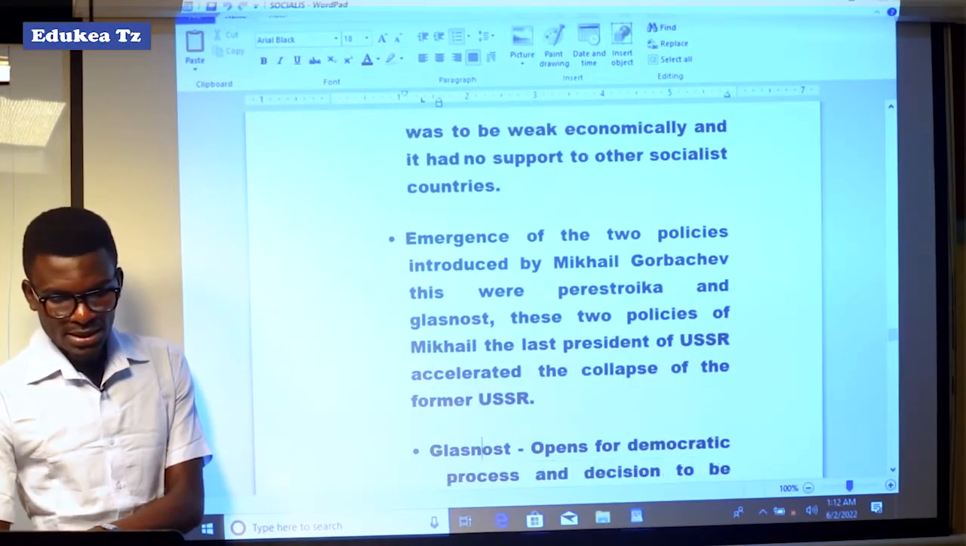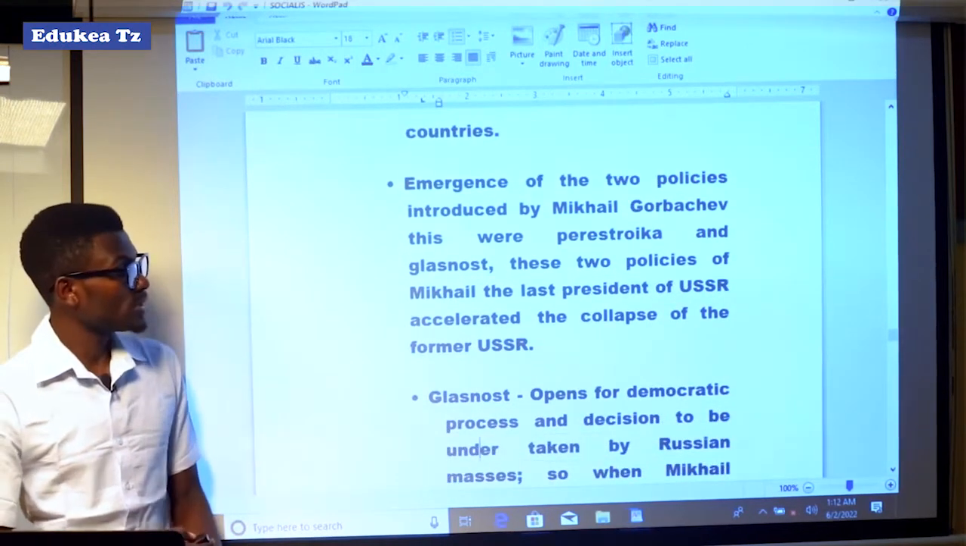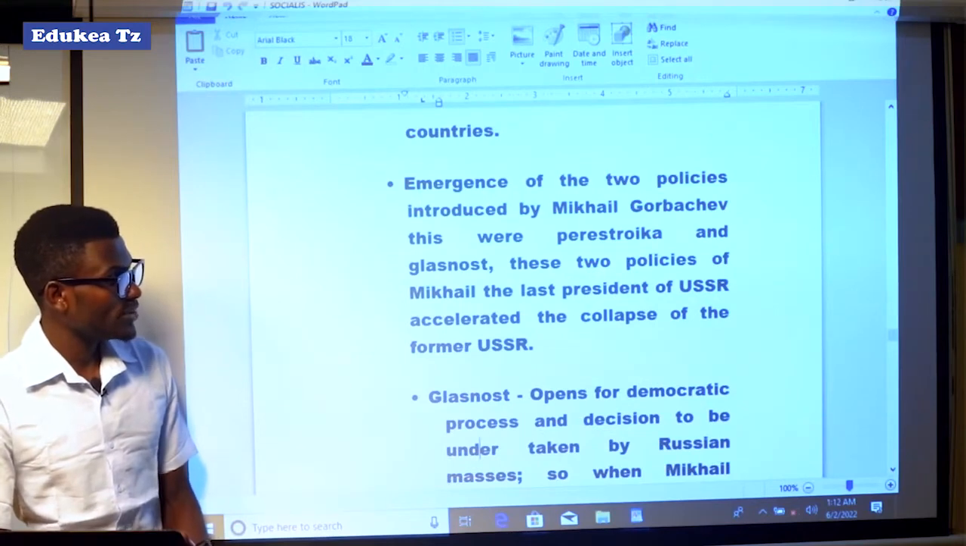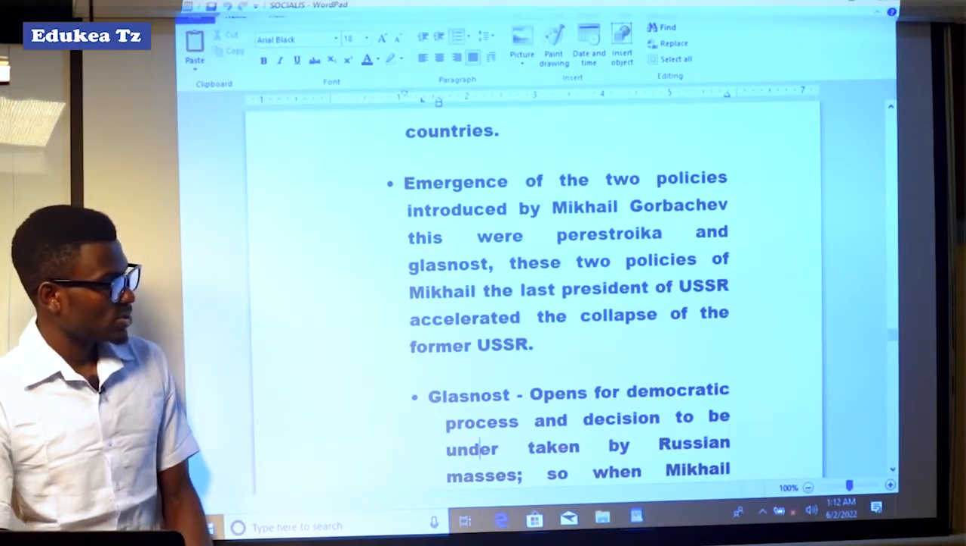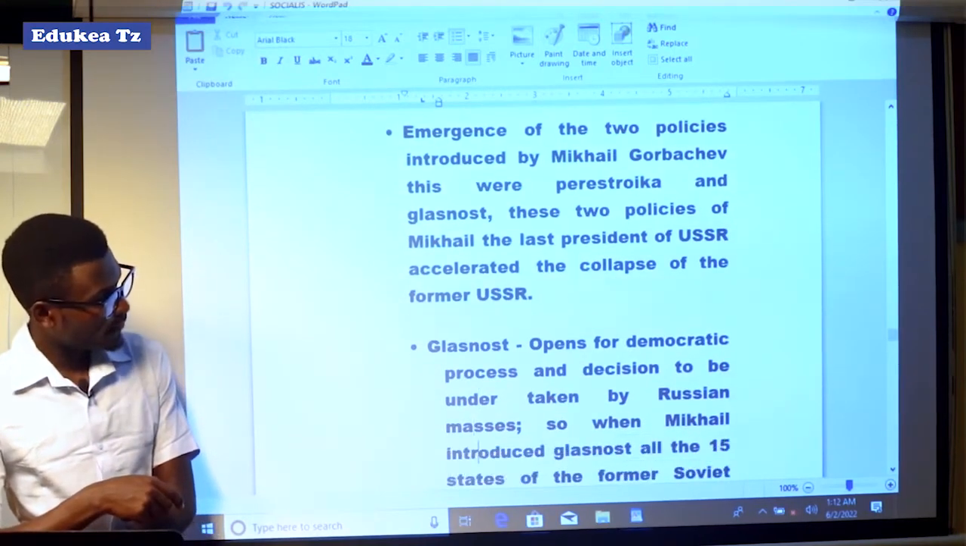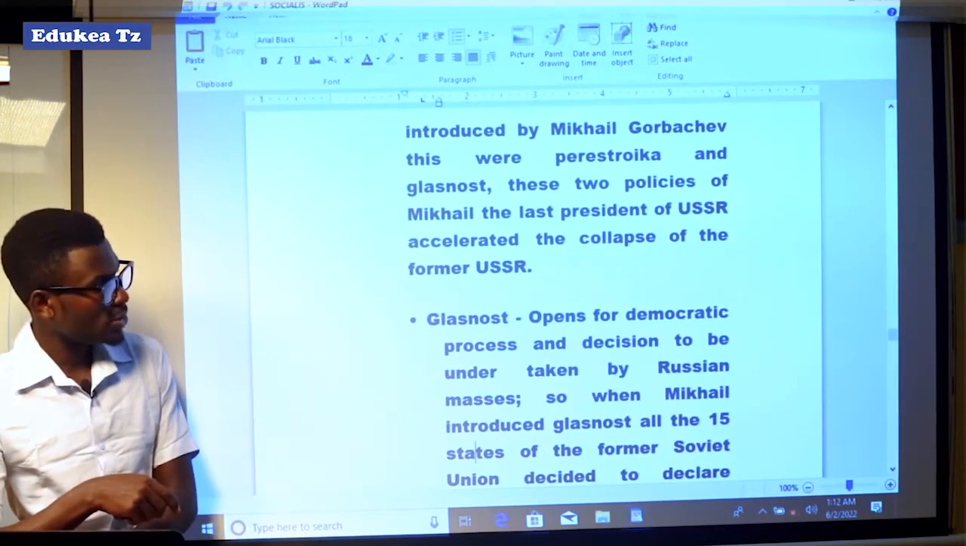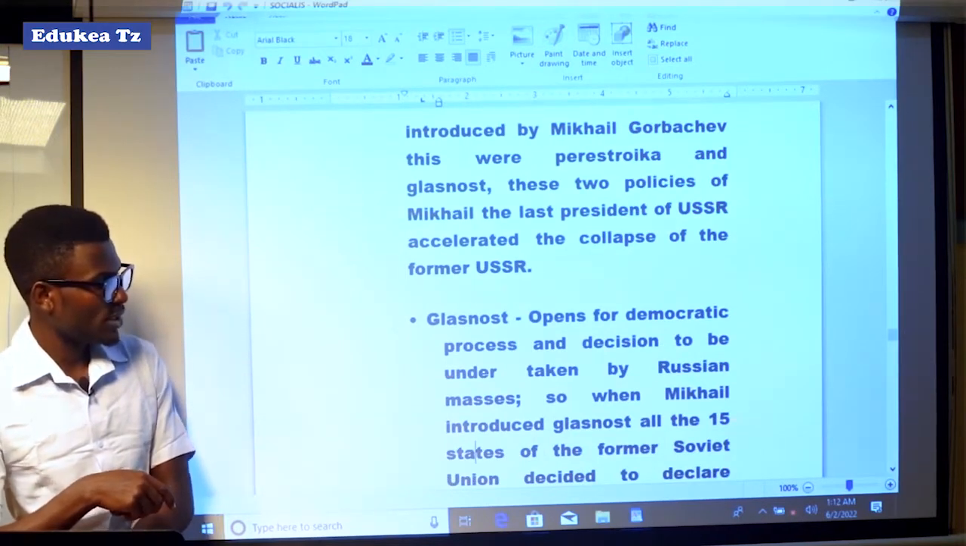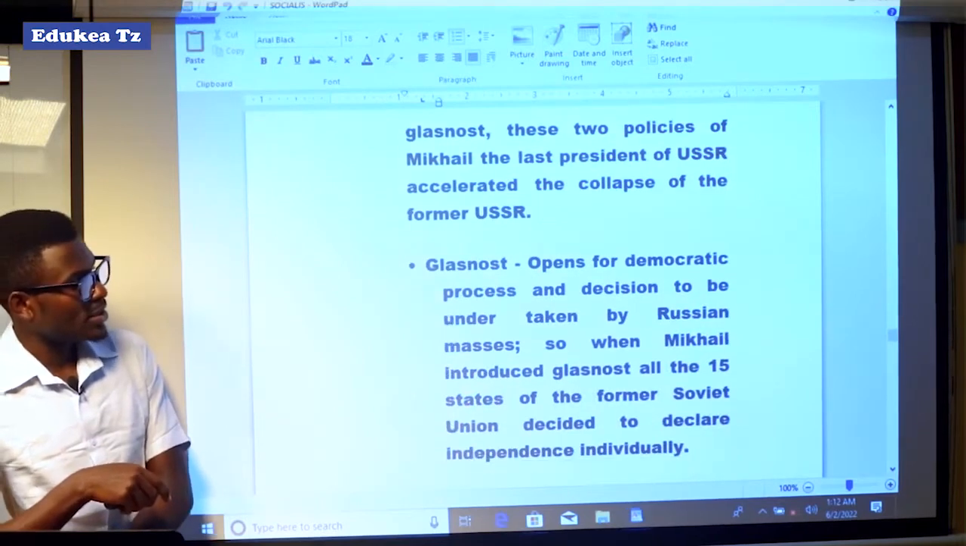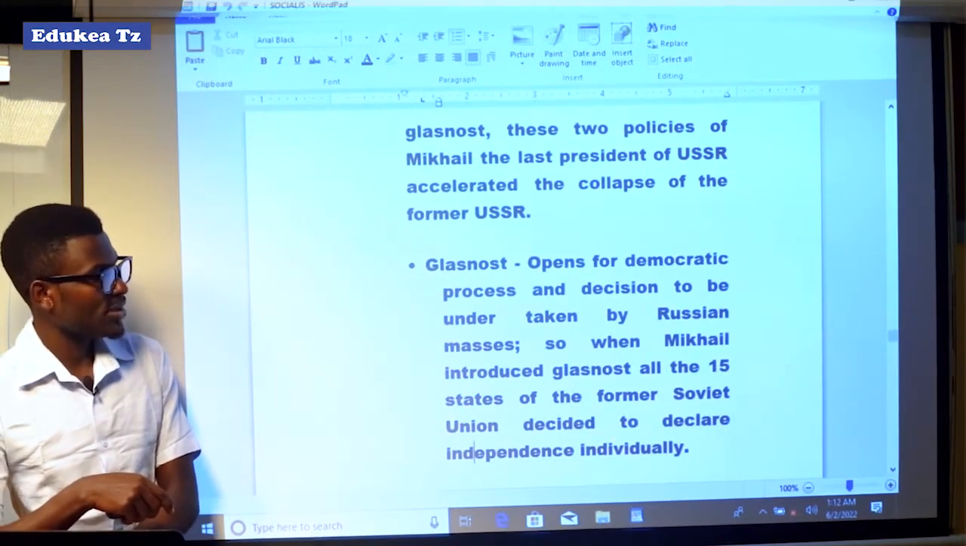As you can see, Glasnost was concerned with openings for the democratic process and for decisions to be undertaken by the Russian masses. So when Mikhail Gorbachev introduced the Glasnost, all the 15 states of the former Soviet Union decided to declare independence individually.